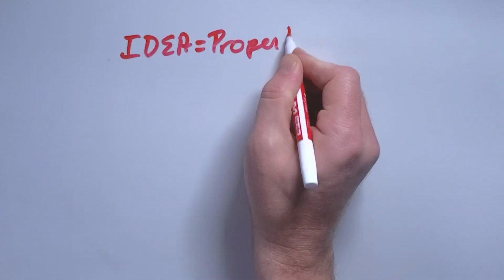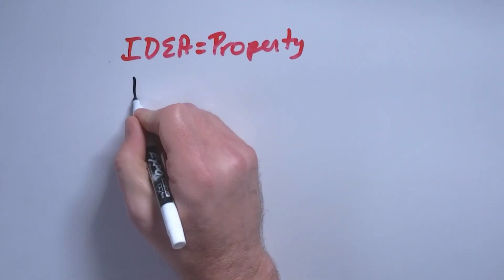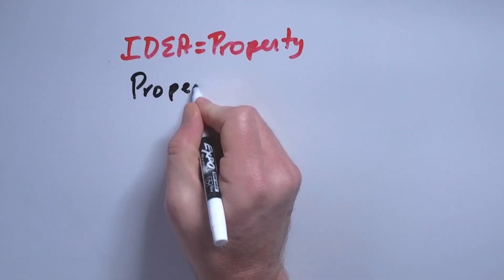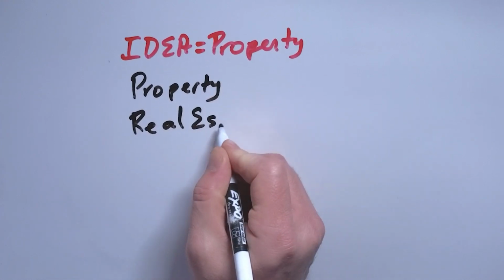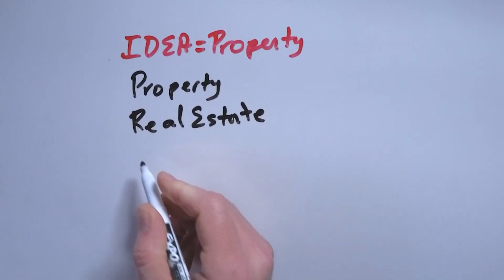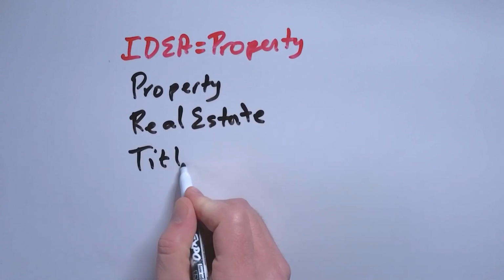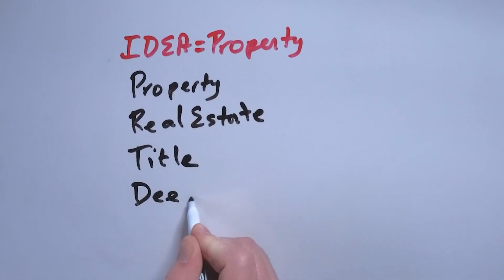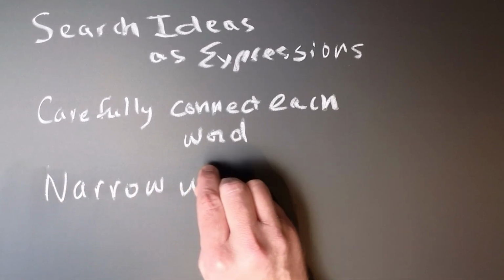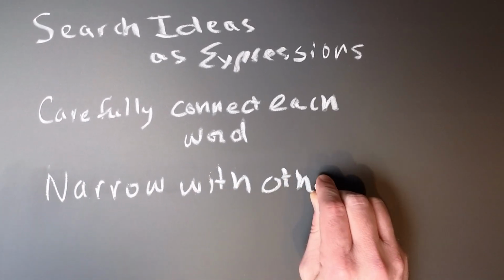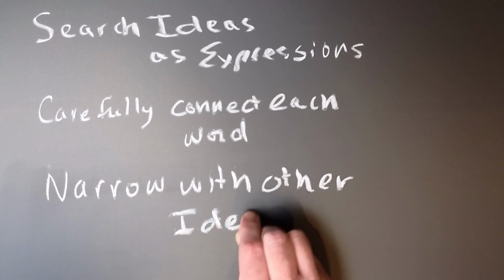If you got down to a reasonable number of results, start reviewing. If the number of results isn't reasonable, add another search idea. Each idea you combine gets you a smaller result set. When do you stop? You don't want to add ideas that are not important to your invention. The next idea is to narrow with other ideas. If you chose a meaningful set of ideas, you will see it in the results.